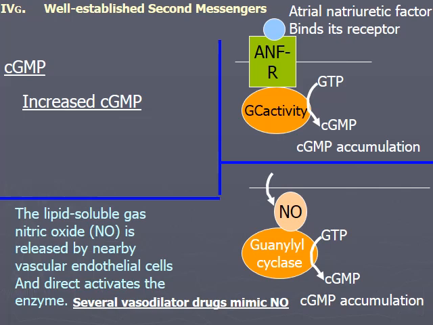One easy way to remember that may be to think of nitric oxide as endothelial-derived relaxing factor. And so there are several vasodilator drugs that you will learn about in a future course, when we talk about the cardiovascular system, which work by mimicking nitric oxide.